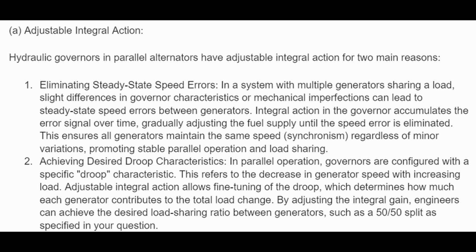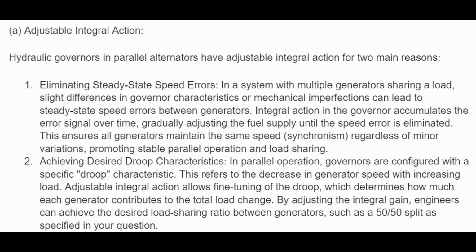Integral action in the governor accumulates the error signal over time, gradually adjusting the fuel supply until the speed error is eliminated. This ensures all generators maintain the same speed, synchronism, regardless of minor variations, promoting stable parallel operation and load sharing. 2. Achieving desired droop characteristics.